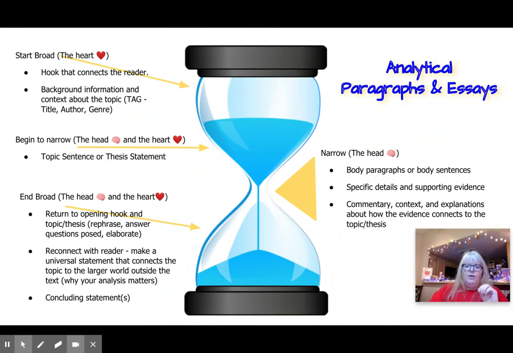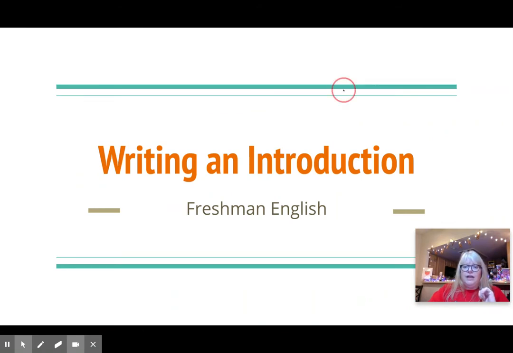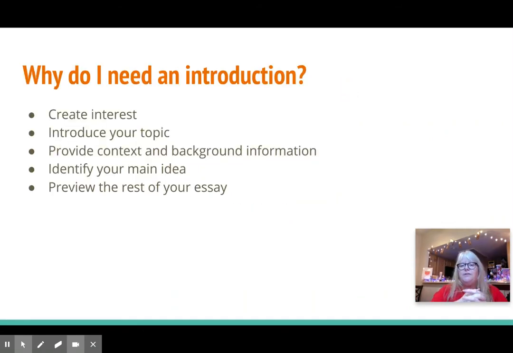Okay? So looking at the introduction, introductions serve many purposes. Most importantly, they set the reader up for what's coming by grabbing their interest, introducing your topic, giving them context and background information that's going to help them understand when you get to the specific evidence. Identifying the main idea that's going to run throughout the entirety of your essay, and then it's going to give them kind of a roadmap, a preview of the main points or the main ideas that you're going to hit as you move forward.